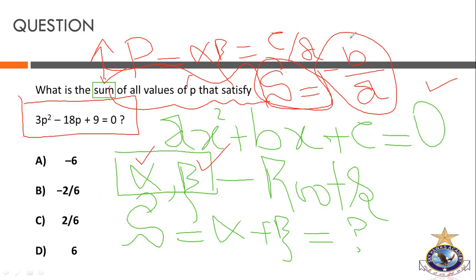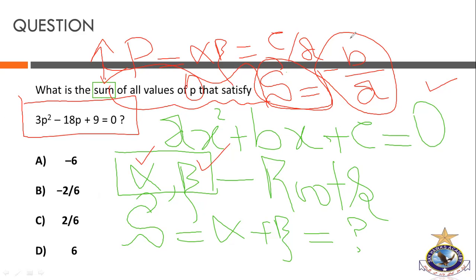Would D be the answer? Because if the sum is equal to negative b over a, that would make negative negative 18, and then 18 divided by 3, which is 6.